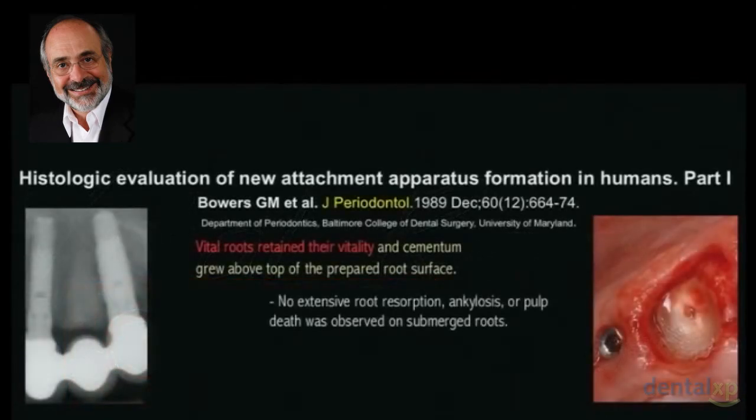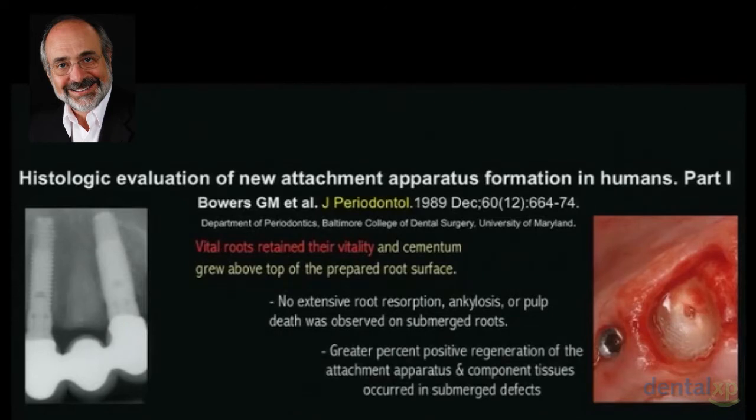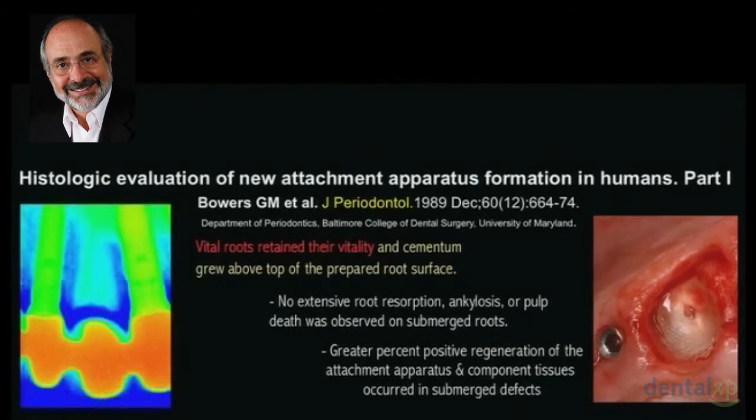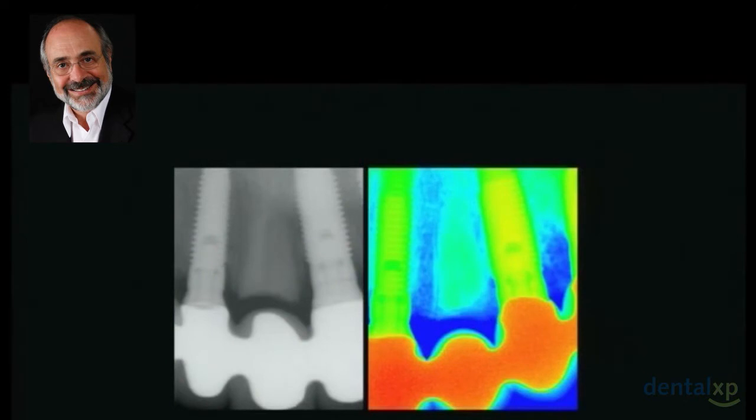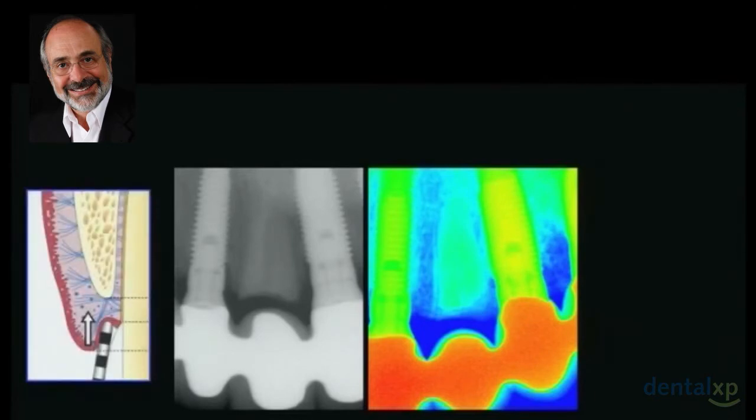Not a new idea. This is Jerry Bauer's work, as you remember, as a periodontist. Vital roots retain their vitality. Cementum grows above it. No resorption, ankylosis, or pulp death. Greater percentage of regeneration of the attachment apparatus when we do it this way. And you can see some of our cases, the actual dentine or bone growing across the top of these cases, maintaining the soft tissue, the pontic areas in perfect form for us so that we can get beautiful final results.